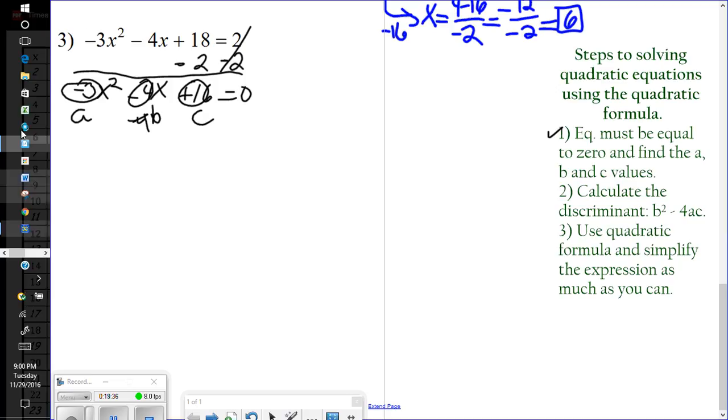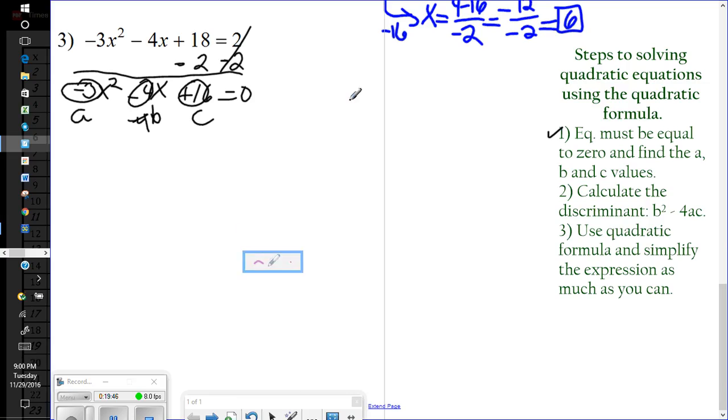Now, I'm going to do the discriminant. And so right here, I'm going to write discriminant. Let me change the color pen. So I'm going to write the word discriminant.